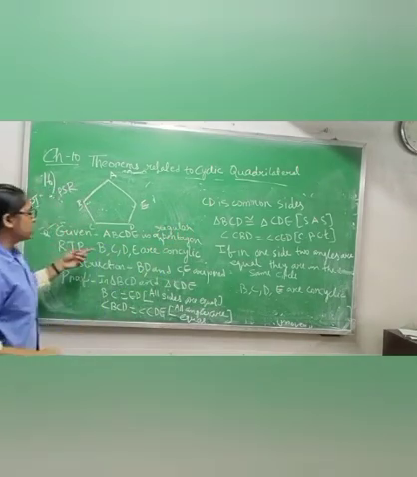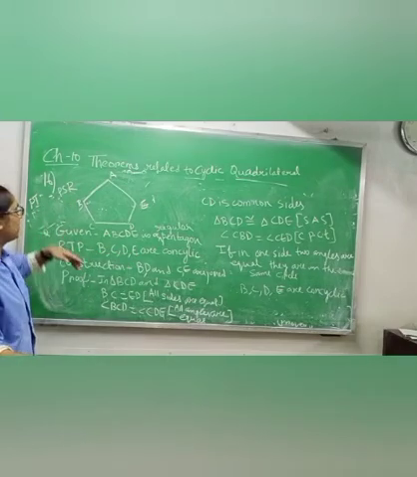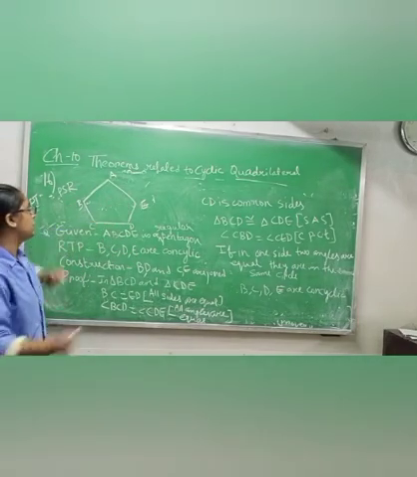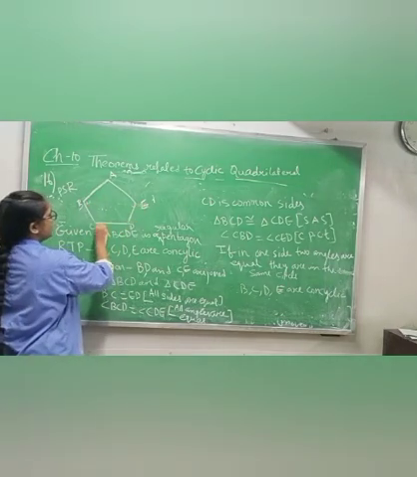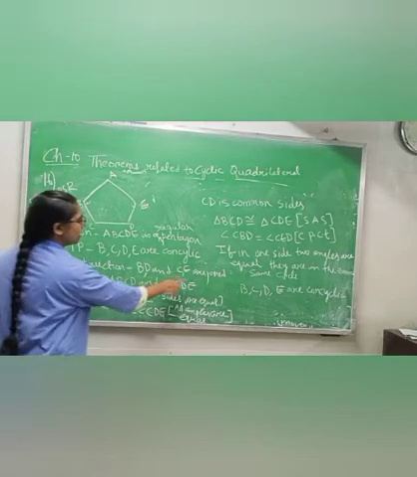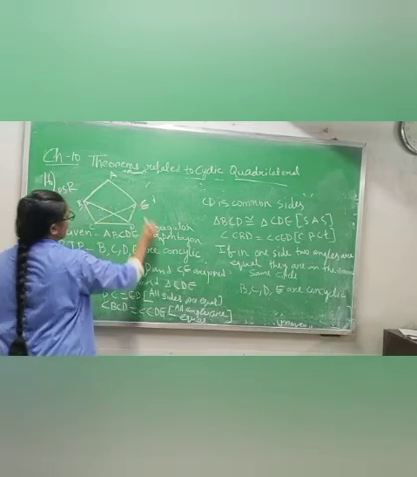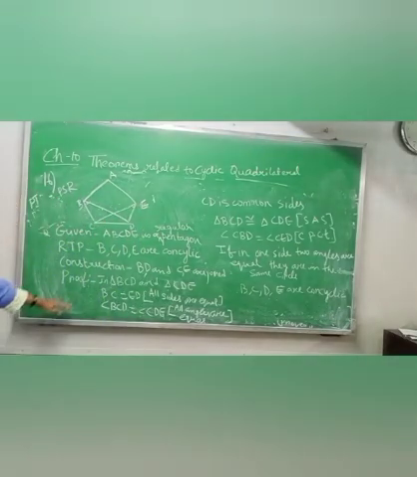Now RTP, we have to prove B, C, D, E. I am taking any 4 vertices, they are saying. I am taking B, C, D, E. It means I am taking these vertices, these and these. These vertices are concyclic. Okay, now construction. BD and CE are joined. Okay, now proof.